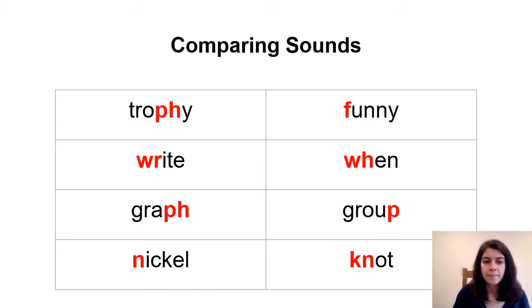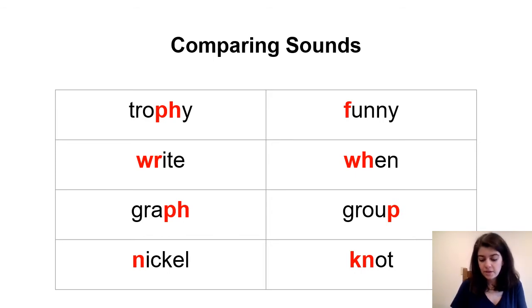So I see the PH in trophy. That PH is saying /f/. Then when I say that other word, funny, that F is saying /f/. I need to think to myself, are those sounds the same or different? PH, F. They sound the same. They look different, but they sound the same. So yes, thumbs up, those sounds are the same.